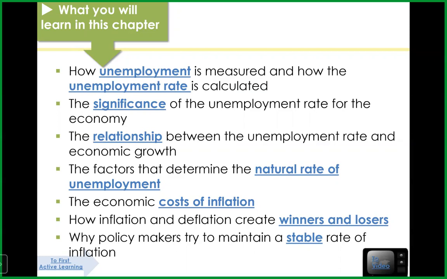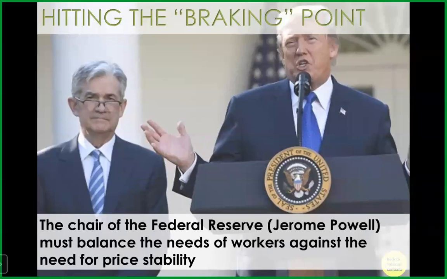All right, here is the roadmap of this chapter. Essentially, there are two parts. One is regarding the labor market, where we focus on the unemployment rate. The other is the price level, where we focus on inflation. So, unemployment and inflation. Like I said, these two things play a central role in policy making.